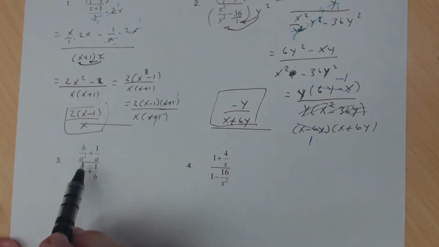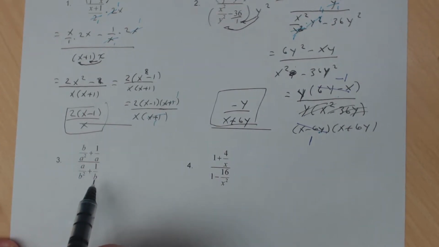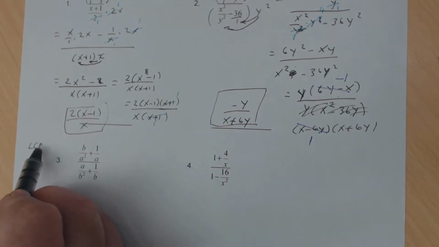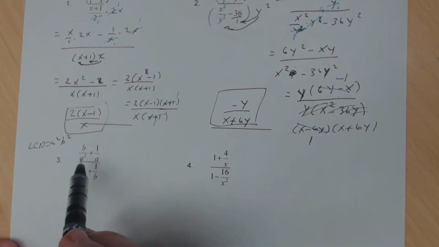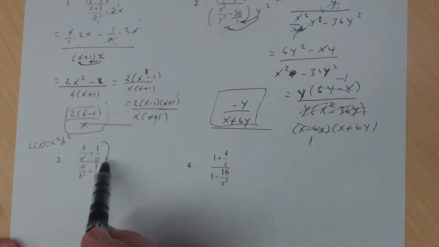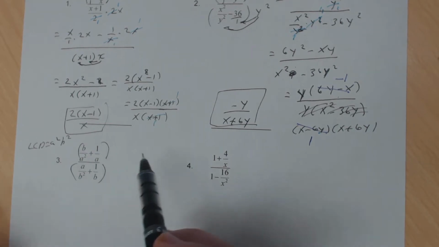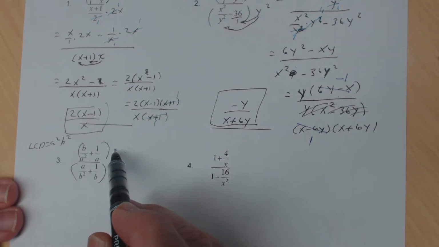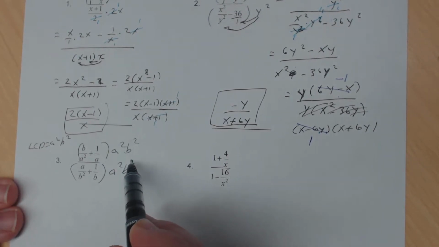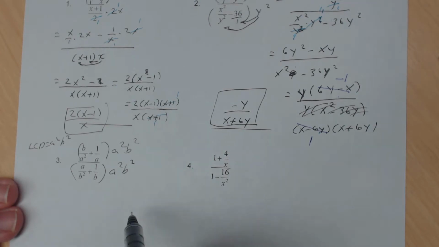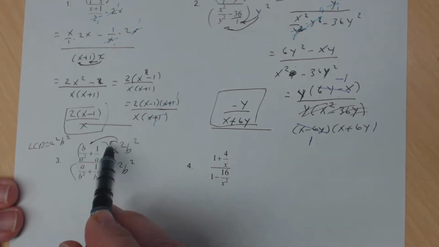Okay, number 3, I have a squared, a, b squared, b. So the LCD here is going to be a squared b squared. And so I have two fractions in the numerator part, two fractions in the denominator part. So I'm going to close both of those in parentheses. And I'm going to multiply by the LCD a squared b squared. I'll multiply both parts by the LCD. And I'm going to distribute.